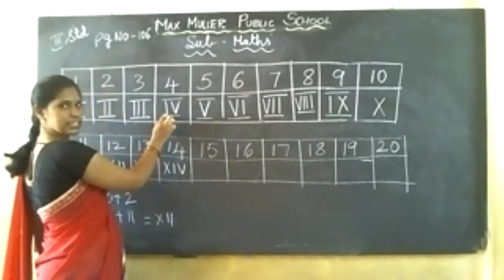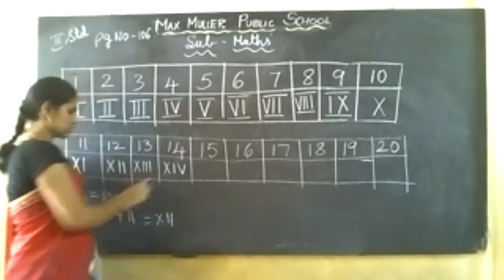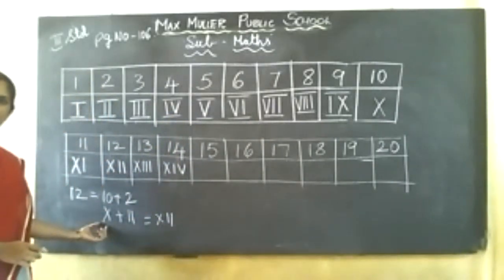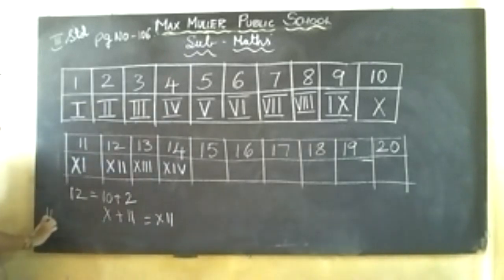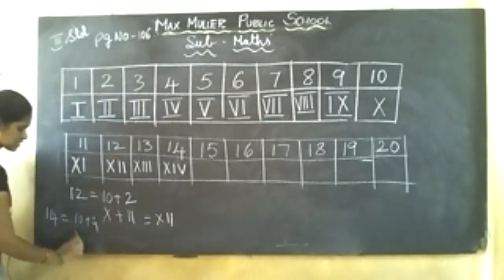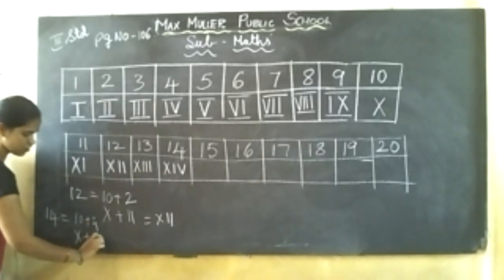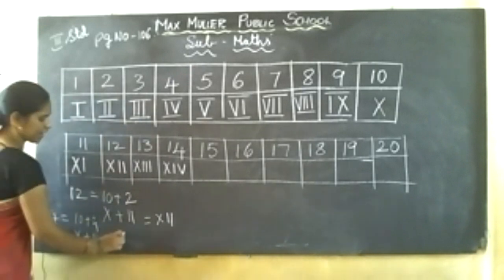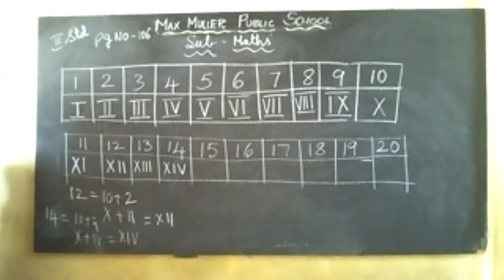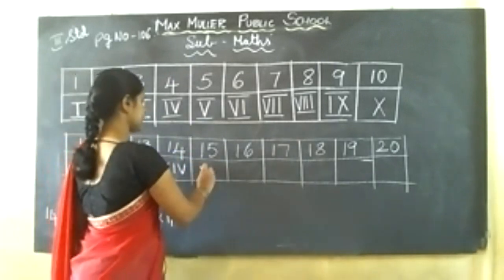X, IV. 4, how will you write? IV. X I am writing for the tens value, 10 is there in 14. If you split this one, 10 plus 4. The value of 10 is X, plus for 4, IV. So when you add this, X, IV. Understood all of you? Next, 15, how will you write?